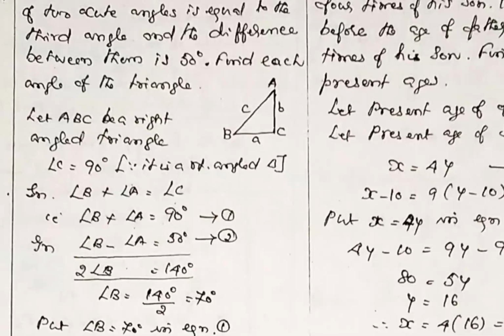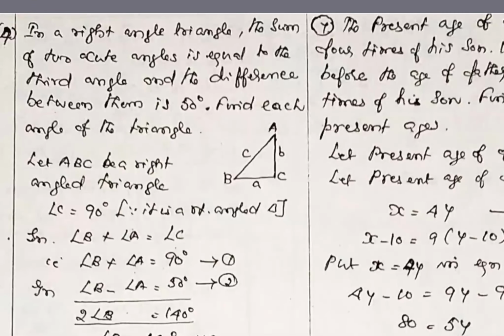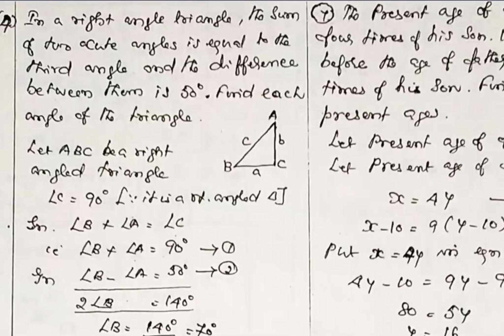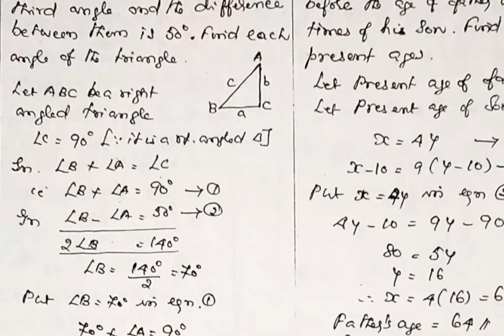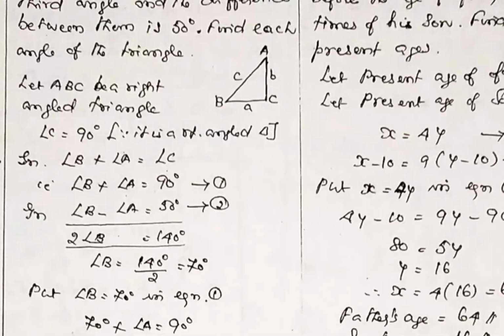So one angle is already given, because they told indirectly it is a right angle triangle, so automatically 90 degrees. Again, two more angles you have to find out. In a right angle triangle, the sum of two acute angles is equal to the third angle. An acute angle is less than 90 degrees. So in the figure, angle B plus angle A is equal to angle C. One condition given. Angle B plus angle A is equal to 90 degrees because C is 90 degrees.